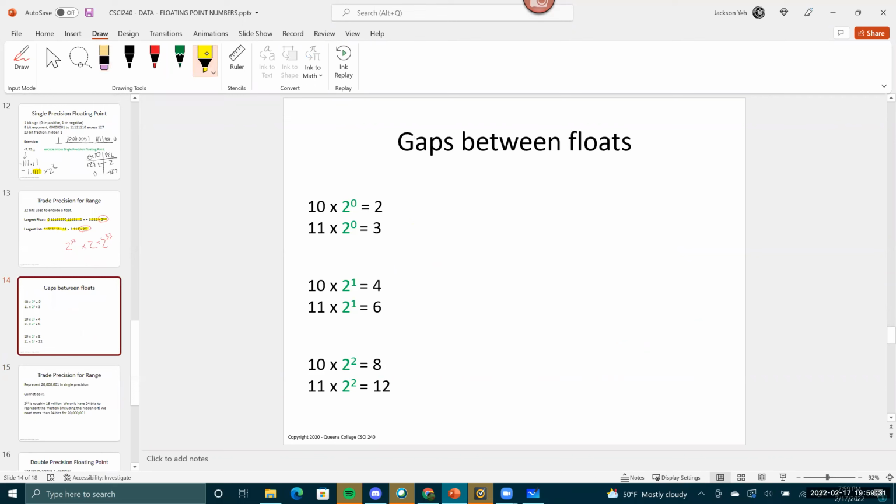So let's start off with the easy case, when the exponent is set at 0, right? So the decimal point doesn't move. So the exponent is set to 0. The first number is 2 times 2 to the 0, which is equal to 2. The second number is 1.1, right? It looks like they're 2 and 3.